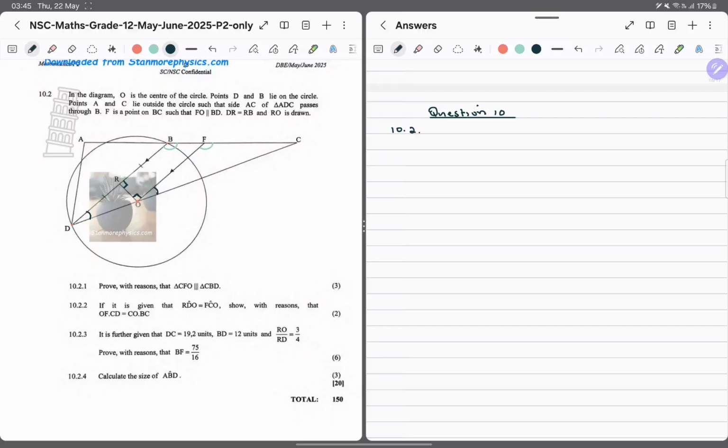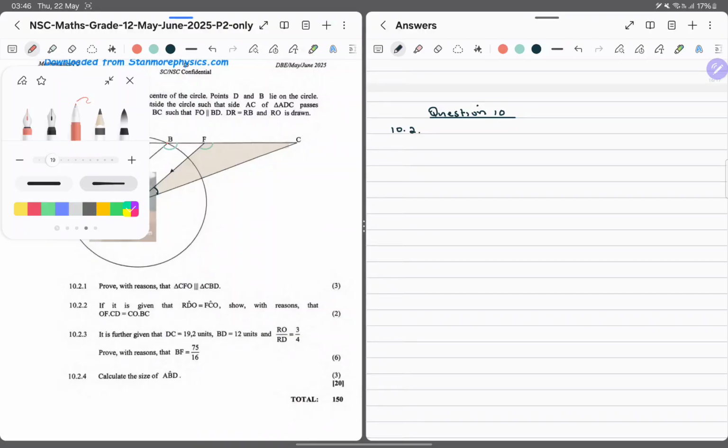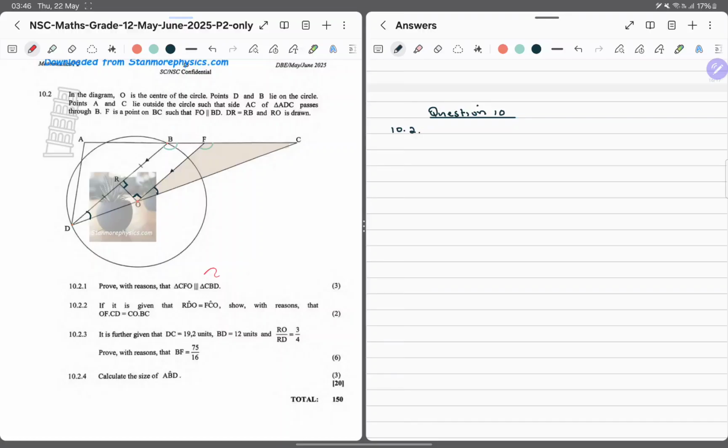We are asked to prove with reasons that this triangle CFO, so we're talking about this triangle CFO and which other triangle? It's CBD, the Central Business District.